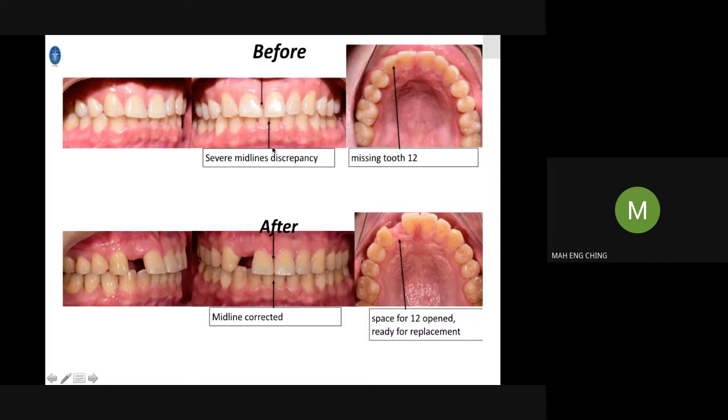The midline on the bottom is sometimes not important. When you come to the top midline, it's quite obvious. When a patient smiles, you can see the midline off to one side. If there is more than a 4 millimeter discrepancy, any layman can notice that. So in this case, we open up the space. You see, when we open up the space for the lateral incisor, the midline goes back to the center. Of course, we need a prosthesis to occupy the space again.